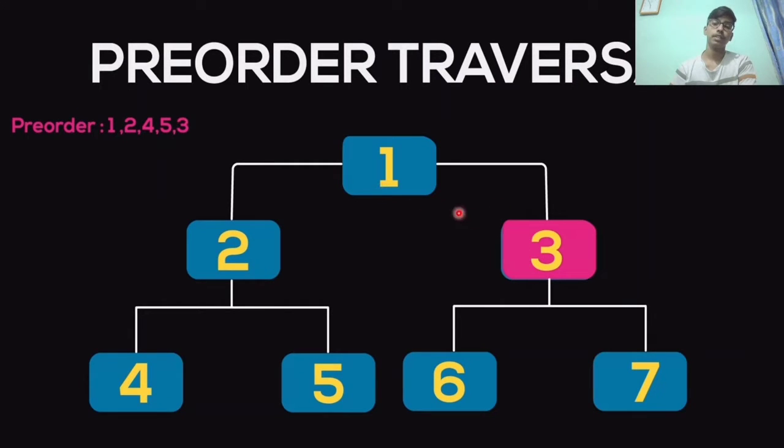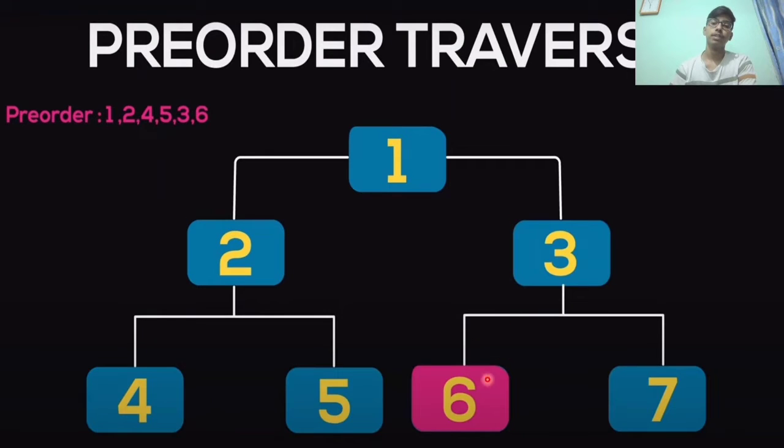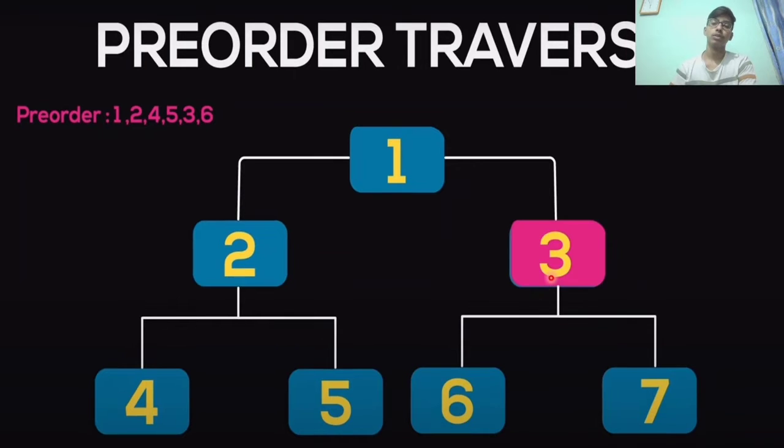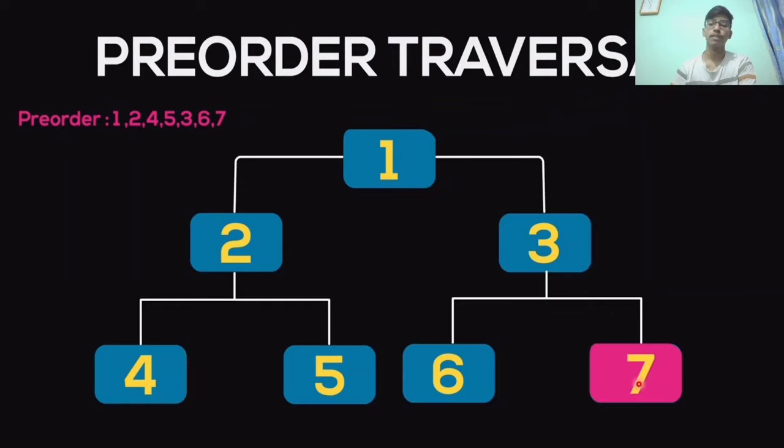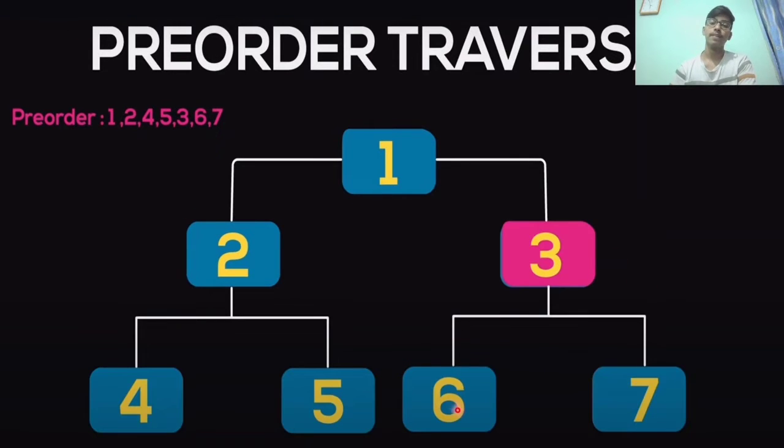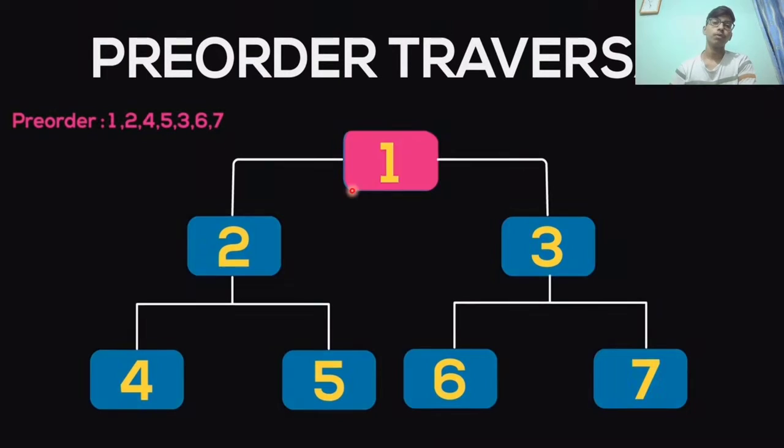We check the left subtree, that is 6, so we add 6 to the pre-order sequence and check both the left subtree and right subtree. Both don't exist, so we come back to the root item and check the right subtree. 7 is the right subtree of 3, so we add it to the pre-order sequence and check the left subtree and right subtree. Both don't exist, so we come back to the root item. We have traversed the left subtree and right subtree, so we come back to the root item. Now we have traversed the whole binary tree.